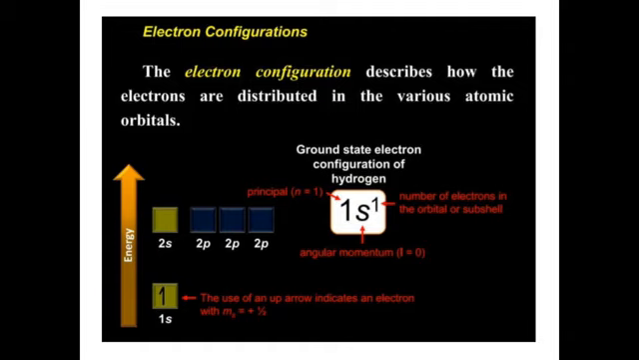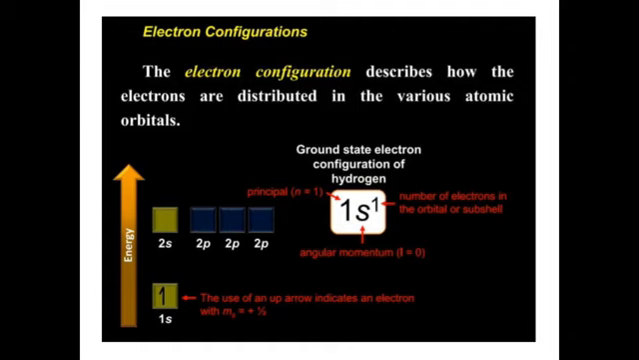Now you will observe from these pictures that we have the ground state electron configuration of hydrogen, 1s1. Now this electronic configuration gives us three key pieces of information. Number one is showing us the energy, that is 1s. That one means that it's in energy level 1. It's also showing us the number of electrons in the orbital or subshell, which is also 1, the principal number 1. It's also showing us the angular momentum, which is s.